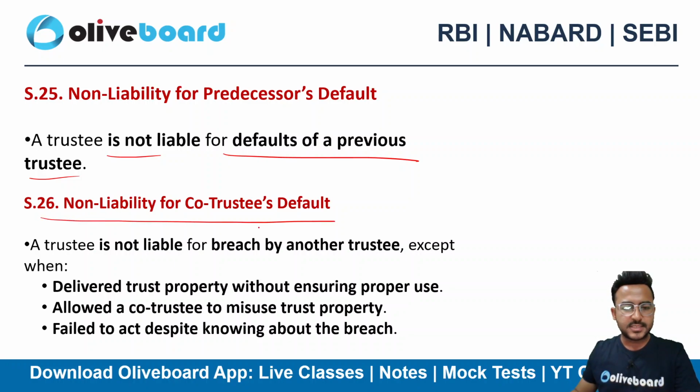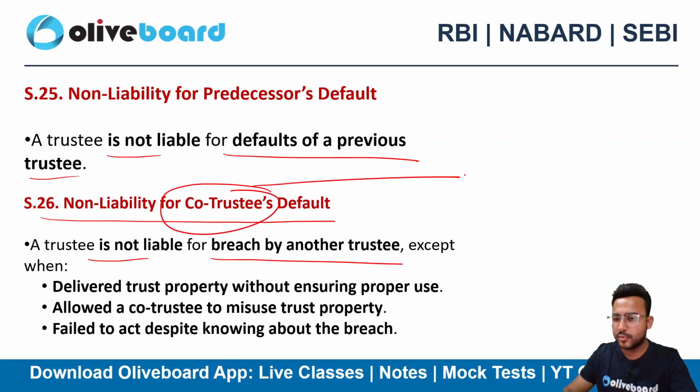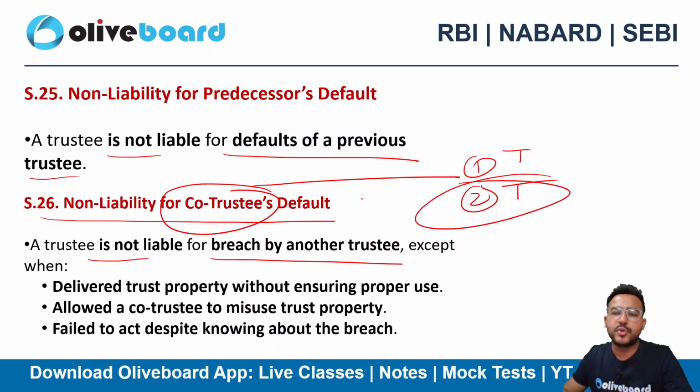Non-liability of co-trustee's default. The trustee is not liable for the breach of another trustee. Let's suppose there are co-trustees. What do you mean by co-trustees? There is more than one trustee, I will say. Let's suppose there are two trustees. Now if trustee number 2 has done something, then trustee number 1 won't be liable for that, right? Okay.